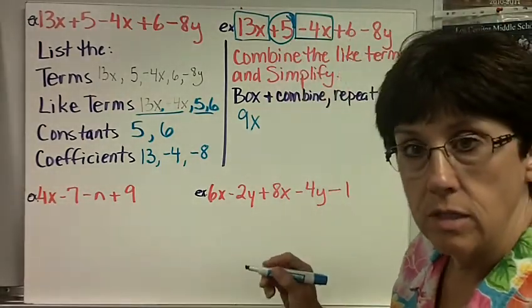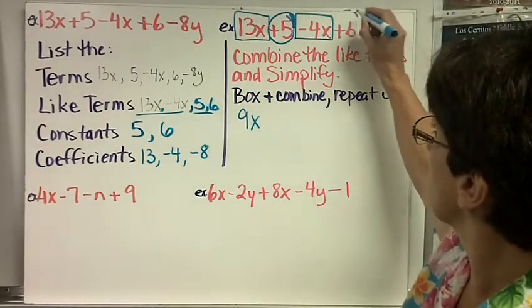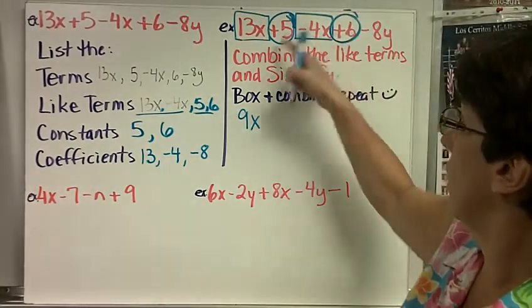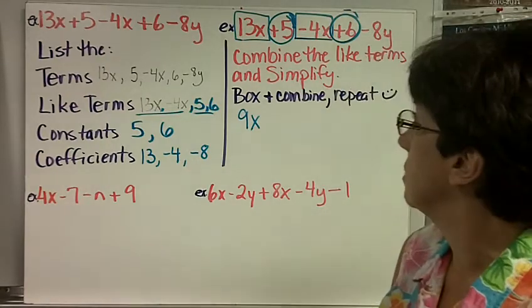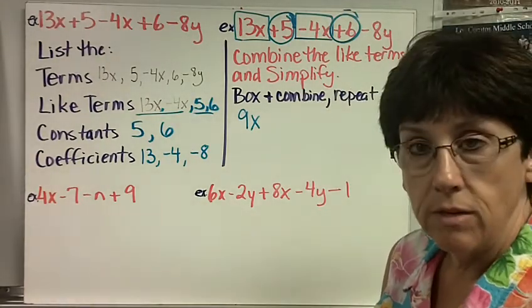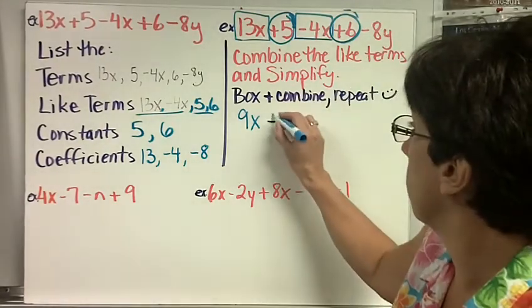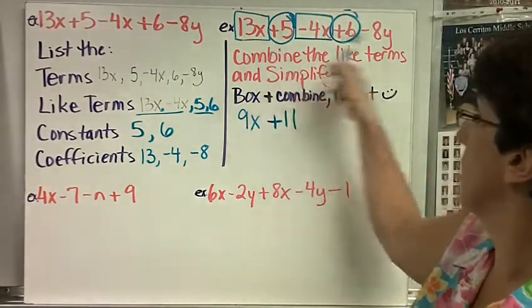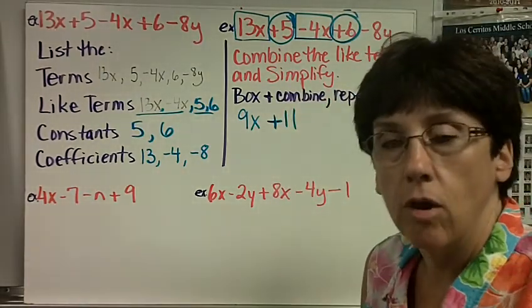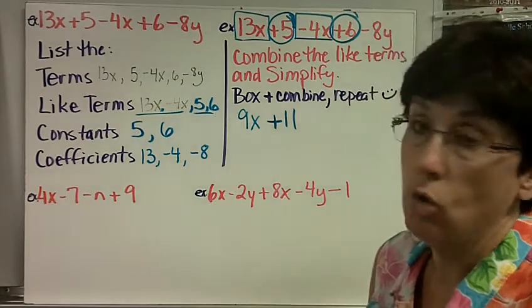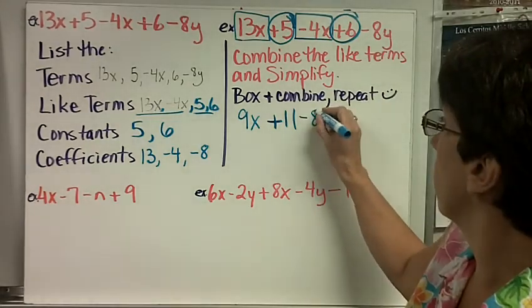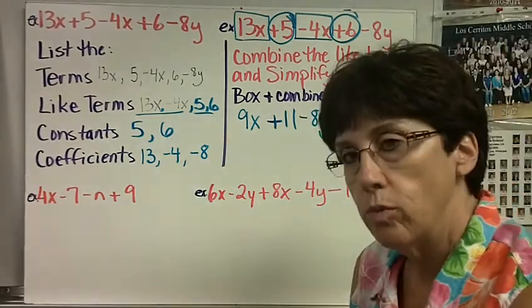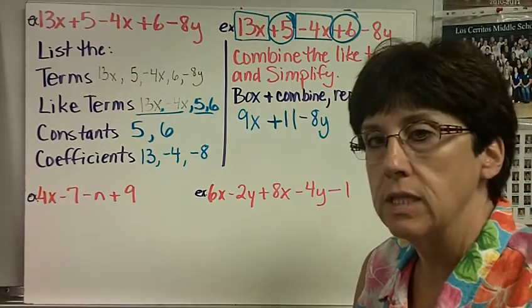And do I have any other constants? Yep, I have a 6. Whoa. 5 and 6. Those are my only constants. And they're both positive. 5 plus 6 is 11. What's left? Negative 8y. Are there any other y's? No. So negative 8y.